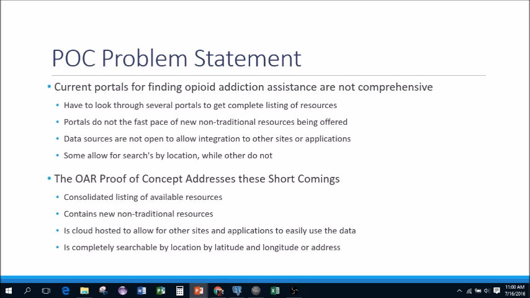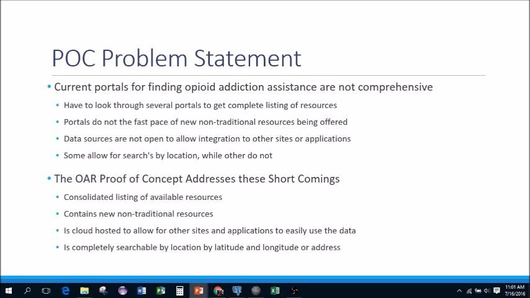The database contains not only resources that are available in the federal and state portals, but also some of the new non-traditional resources that are starting to emerge, such as the Narcan kits, and specifically within the city of Manchester, New Hampshire, the Safe Station projects, where anyone who needs help with opioid addiction can go to a fire station without the fear of being thrown in jail, and the fire department will help get them into a treatment program.